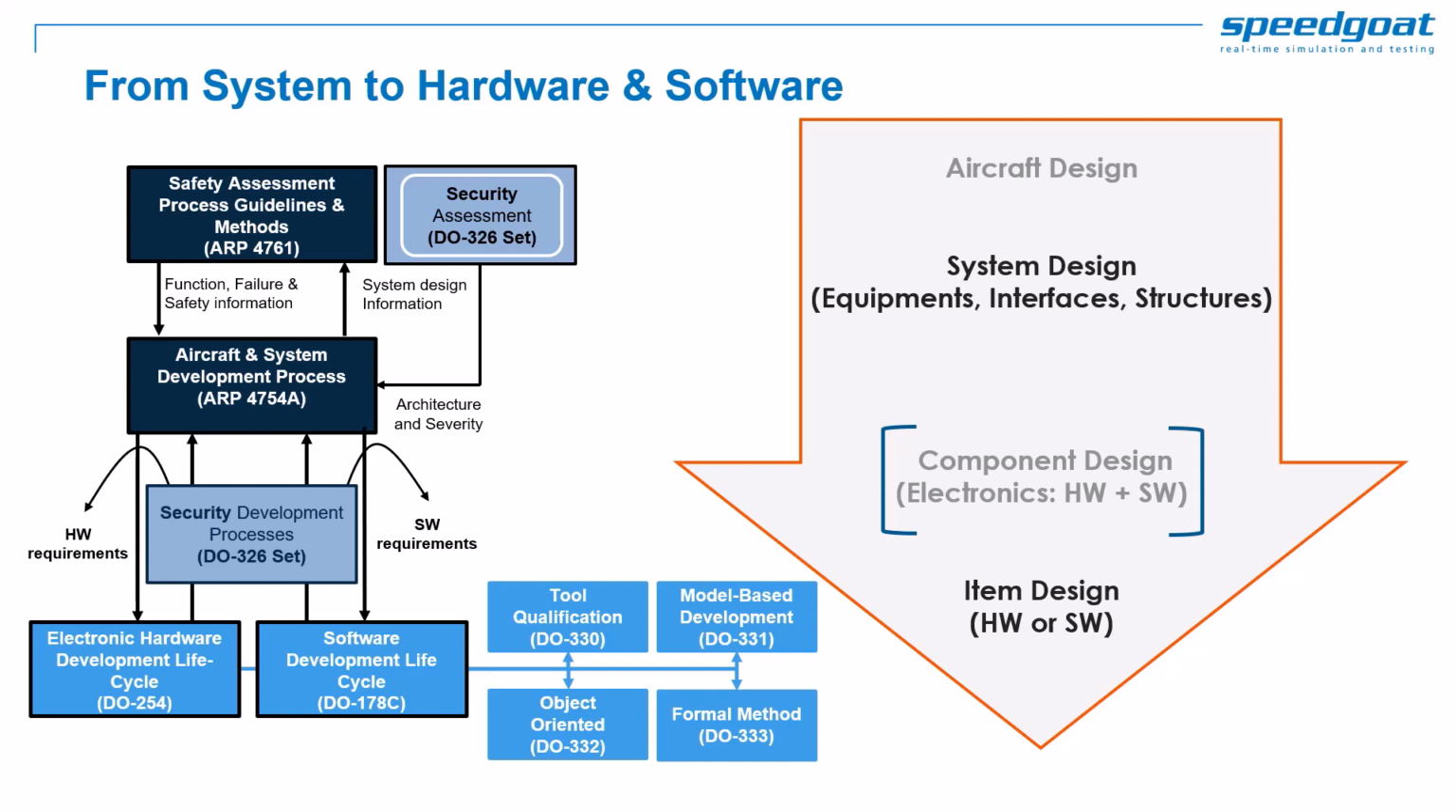Depending on your subsystem, you follow the DO-178C process for software development or the DO-254 process for electronic hardware development. Both are supported by tool qualification, DO-330, or model-based development, DO-331, for airborne equipment. Today, we will only focus on DO-178C and DO-254 as they are the most widely used in the industry.